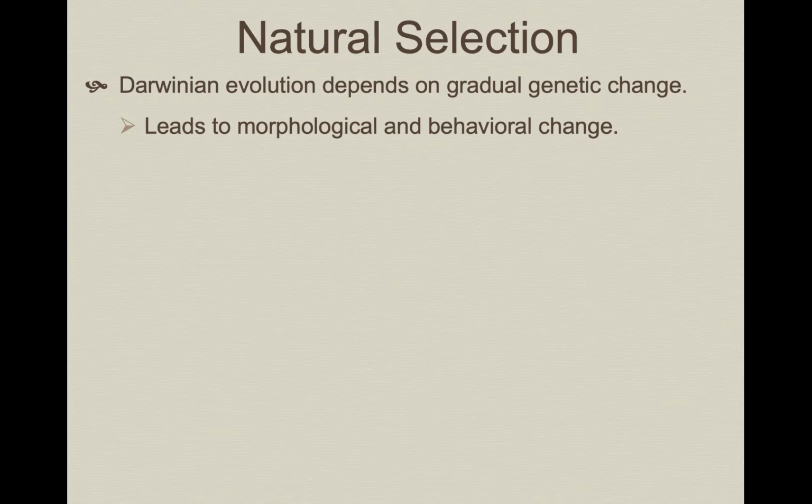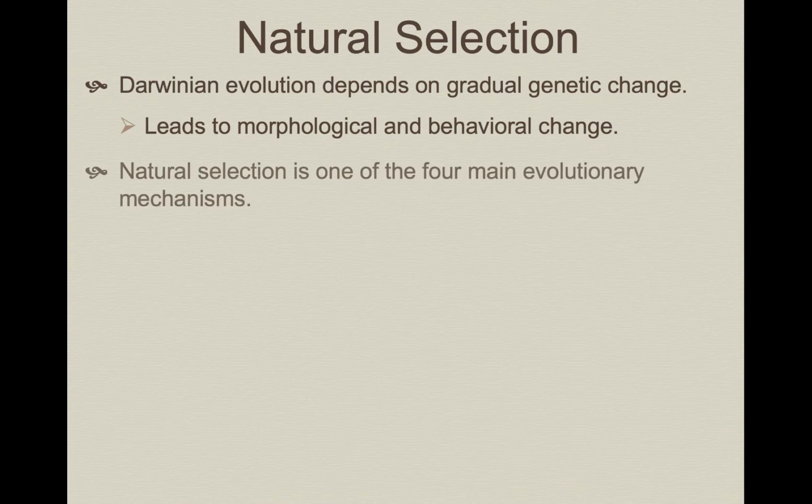So in the review of microevolution, we talked about the fact that evolution depends on gradual genetic change from generation to generation. And this leads to morphological and behavioral changes with the associated phenotypes. And there are four main evolutionary mechanisms associated with microevolution, and natural selection is one of these, and one of the more important, as we'll see.